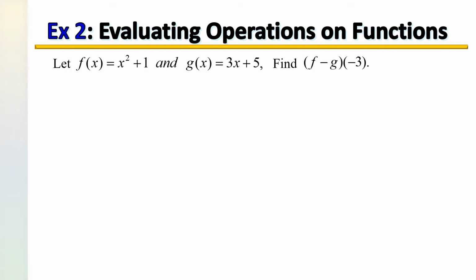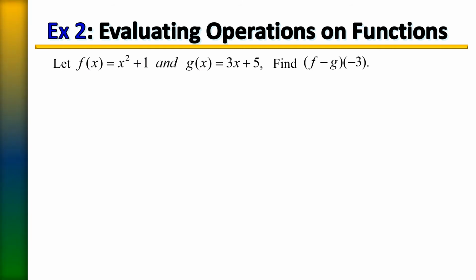Alright, so here we're given two functions, f of x and g of x, and we're asked to find f minus g of x and then to evaluate it for -3. So here we are subtracting the two functions, and then we're going to evaluate it for -3. Now recall, as we showed you in the previous example, there's two ways you can do it. One way is you can do it all together, your subtraction and plugging in at the same time, or you can go ahead and combine the two and then afterwards evaluate it.